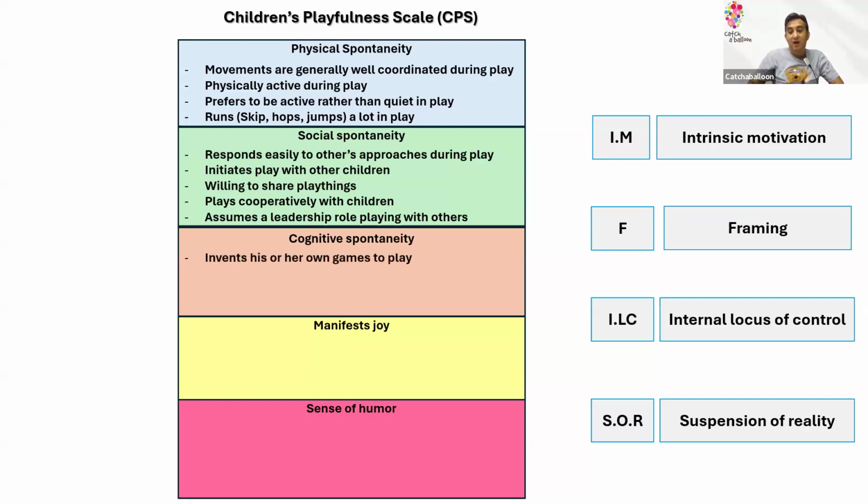Next is cognitive spontaneity. We have two different types of children: the ones who are obliged to play the game based on certain previously set rules, and the ones who make the game rules on their own.